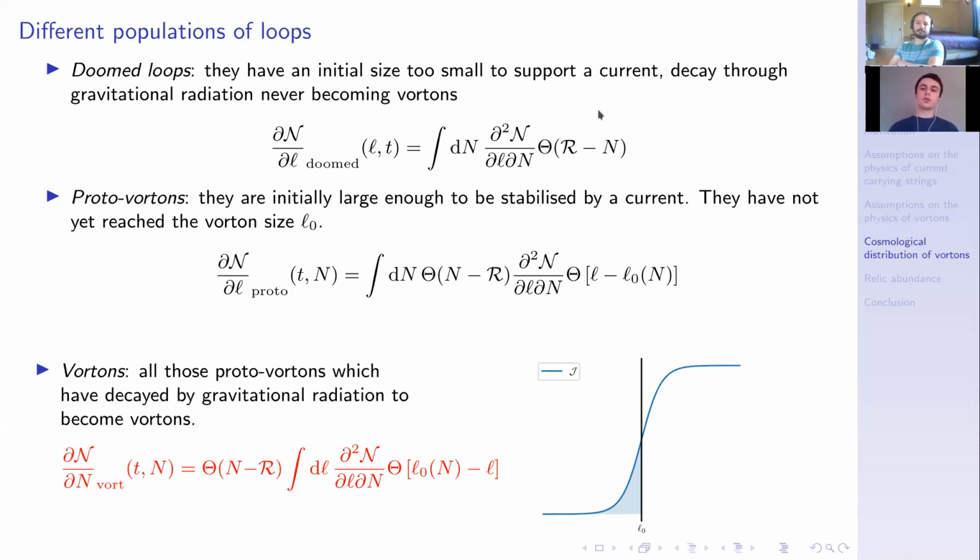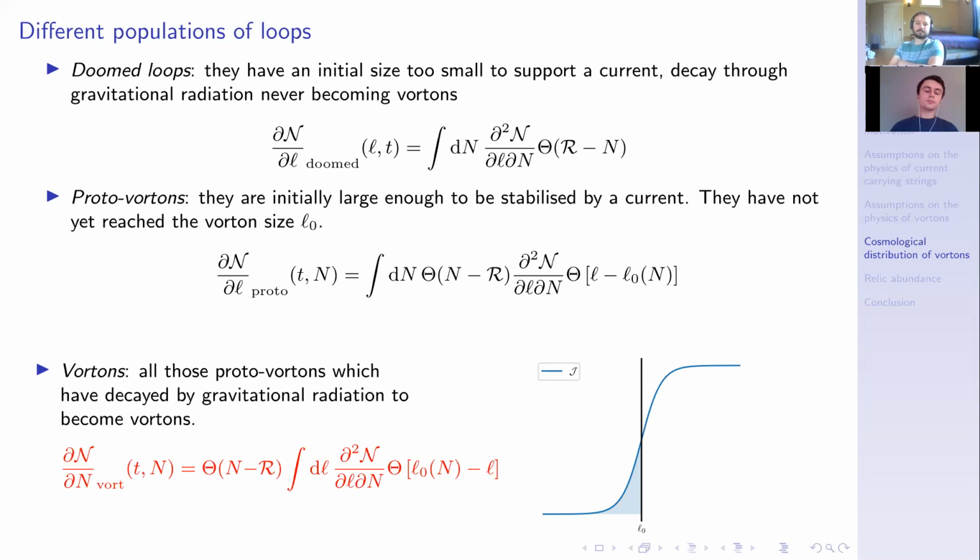So these Doom loops have n which is smaller than r in this language. Then you also have what we call proto-vortons. These are loops that have a current which is high enough to sustain the final collapse, but they have not lost enough energy to reach the photon size. So these loops behave like non-Bogotá strings and emit gravitational waves, for instance, and will eventually become photons at some point. And now we finally have the photons. So these are all the proto-photons which have decayed by gravitational radiation and have eventually reached the photon size.